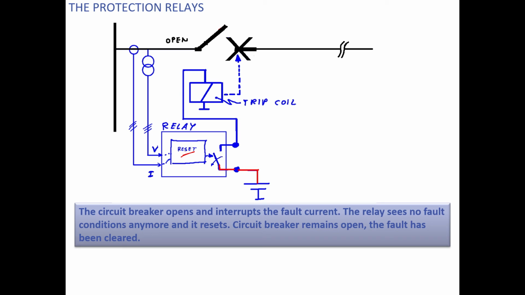The circuit breaker now has to be closed either manually, or it can be closed through the auto reclosure principle, which I have already explained in some of the other sessions. So the circuit breaker opens and interrupts the fault current. The relay sees no fault condition anymore and it resets. The circuit breaker remains open and the fault has been cleared.